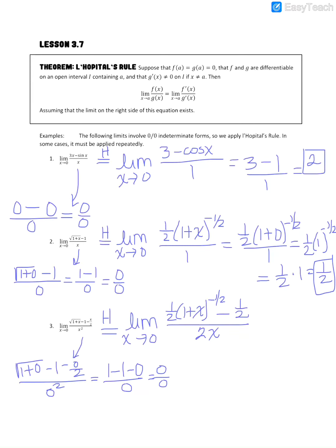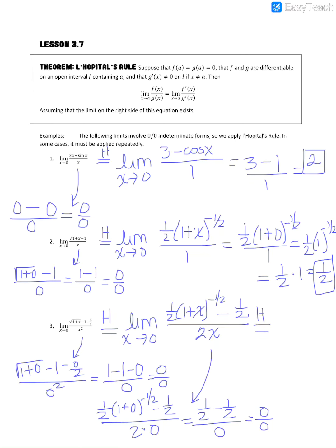Okay, let's try plugging in 0 now. So when I plug in 0, I'm going to get 1/2 minus 1/2 over 0, so 0 over 0. Okay, so we actually just got 0 over 0 again. So that means we're going to apply L'Hopital's rule again. Okay, so we're going to do a new L'Hopital's rule.